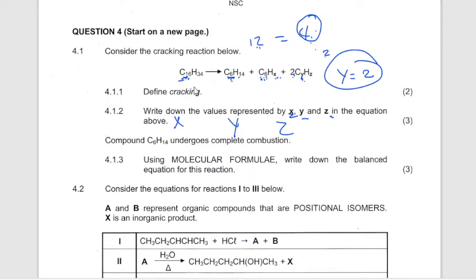X hydrogen is 34. Then you can divide and you get the answer, but hydrogen is equal to 34. So how do I get this and this? First of all, how many carbon atoms make it an alkane? That's the first option you can go with.